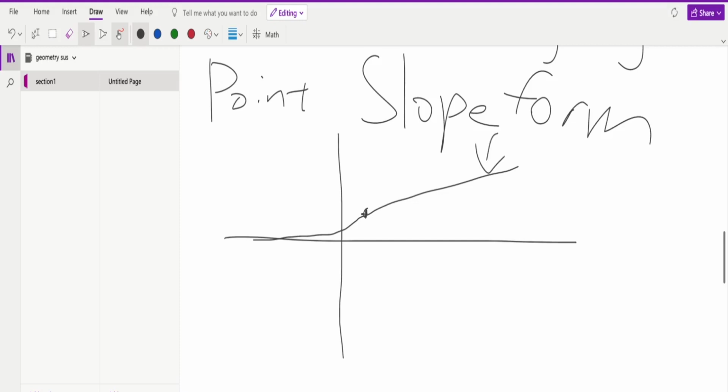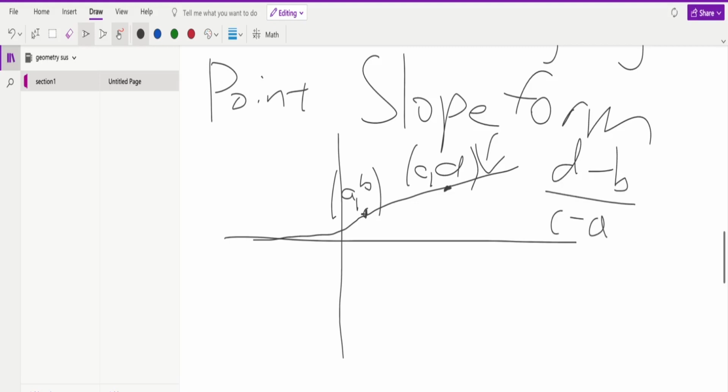And so how do we do that? Well, let's say this point is a comma b. So this is a comma b. Now the other thing we want to know is the slope of this line. And how do we find the slope of this line? Well, we could have a point c comma d, and we could find the slope by d minus b over c minus a, since it's rise over run. Or we could find it in some other way, but we need to know the slope.